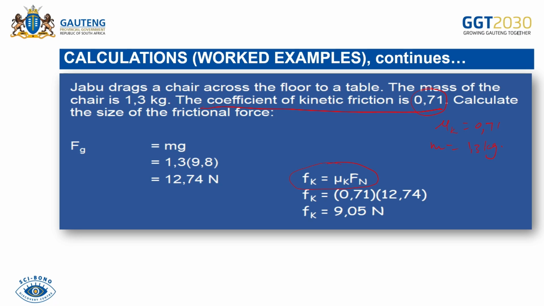And then do you have any other thing given here? No. Right. So they are looking for what? For Fk in this case. So your mu k is given, but the first thing that we need to do there is to calculate what? The magnitude of the normal what? Normal force. Okay.